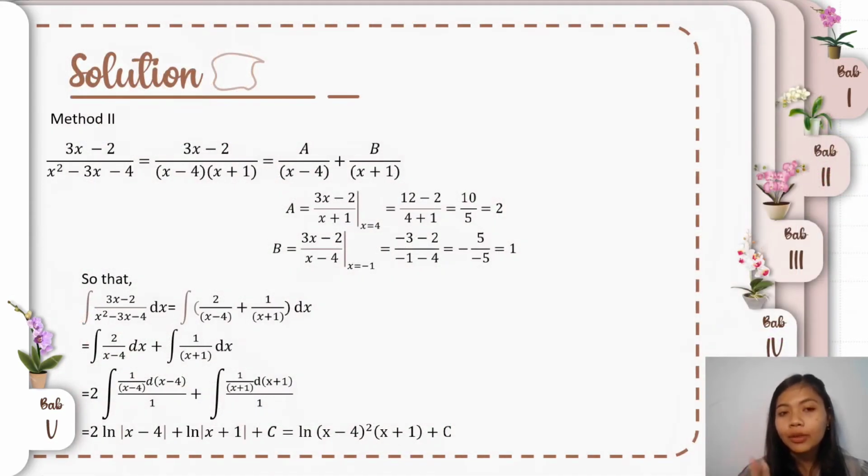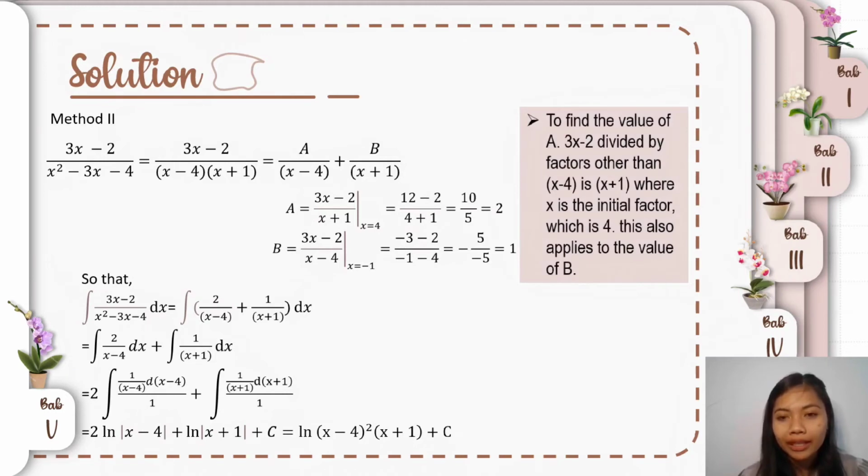Okay, for method 2, first we change the denominator into its factors: 3x minus 2 over (x minus 4)(x plus 1). And then to find the value of a, we take 3x minus 2 divided by the factor other than (x minus 4), which is (x plus 1), where x is the zero of the factor, which is 4. This also applies to the value of b.